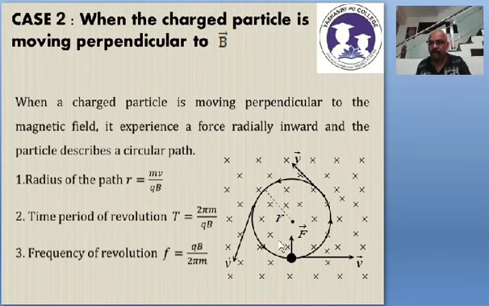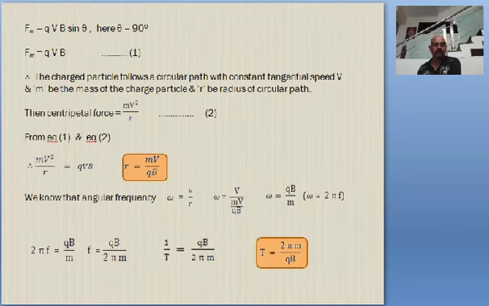So therefore that force acts as a centripetal force, and therefore the particle goes in a circular path. It describes a circle. So remember this very clearly. A charged particle moving at right angles to the magnetic field experiences the magnetic force, and that force results in the centripetal force, and therefore the particle describes the circular path. So once it describes the circular path, now let us see further what happens.